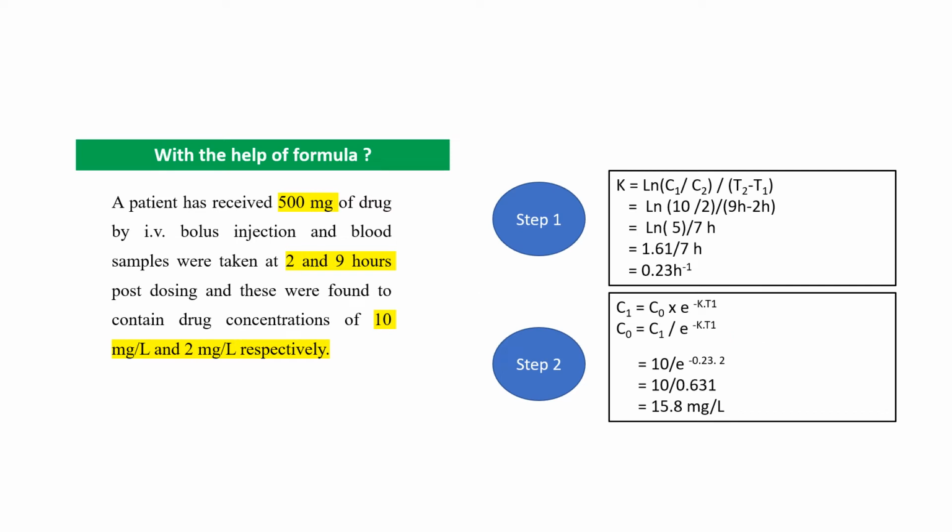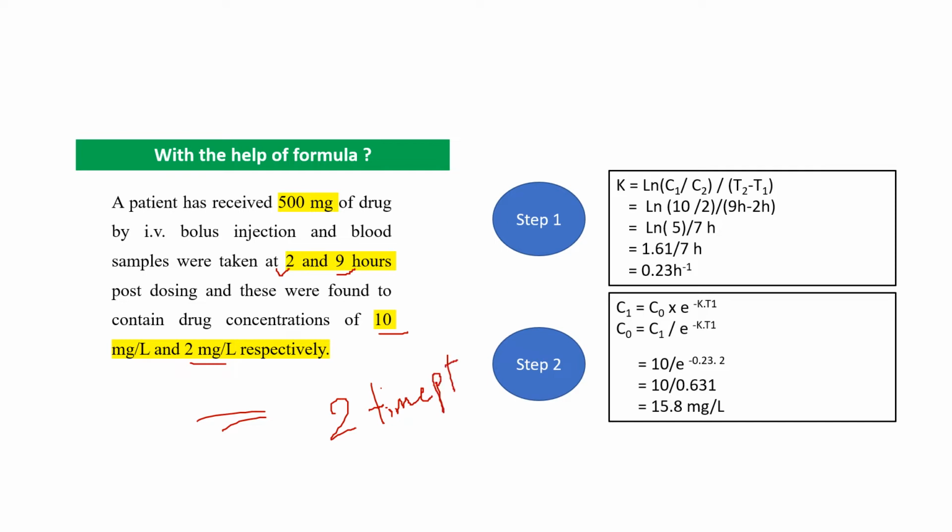The next way is with the help of a formula, with the help of maths. For example, suppose we have a patient who has received 500 milligram of drug. We have two time points here, at 2 hours and 9 hours. We measure the concentrations as 10 milligram per liter and 2 milligram per liter. So here we have only two time points, and for the graph, generally we need at least three time points. So that is one of the advantages.